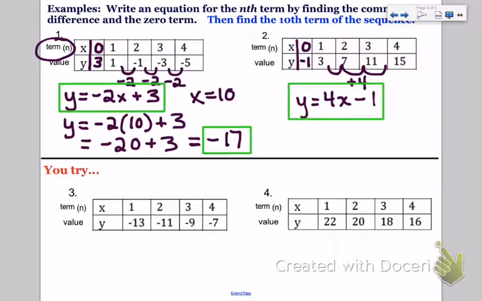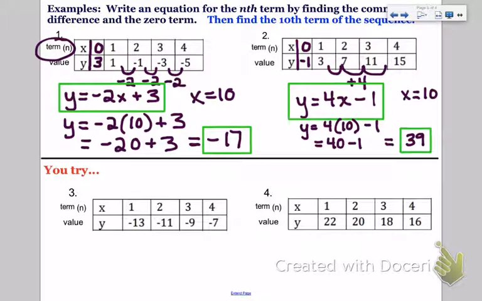So I wrote my equation there. Now I need to find my 10th term when x is equal to 10. So y is going to equal 4 times 10 minus 1. 4 times 10 is 40. So my 10th term is 39. Go ahead and use this method to do the U-tries, and that concludes your notes for tonight.